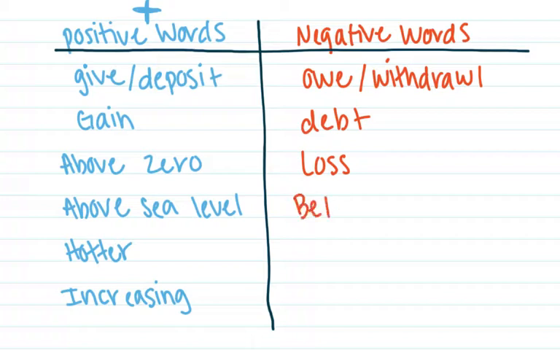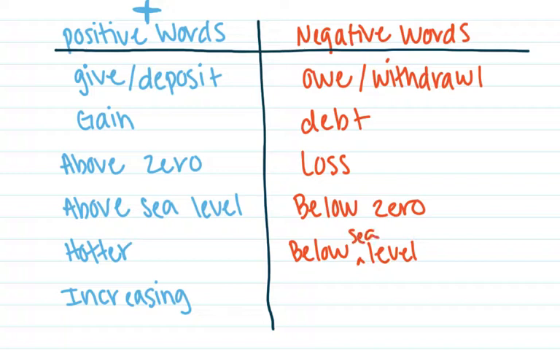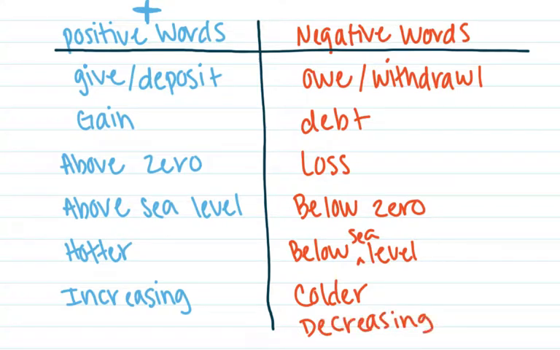If I have below 0, or if I am below sea level, that means that I am lower than sea level, and so that means that I am going to be in the negatives there. Okay. If the temperature is getting colder, that means that we're dropping in temperature. We are decreasing. And so again, that would be a negative. And overall, the word decrease, if I see or I'm talking about decreasing something, that means it's going down.